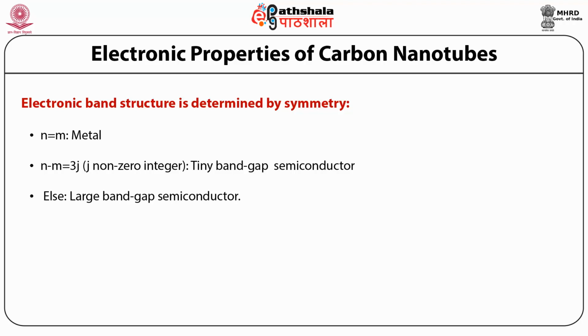For example, a 7,7 nanotube where N is equal to M is metallic in nature, and a small band gap semiconductor can be shown in the case of a 6,0 nanotube, and a large band gap semiconductor may be 7,0 and things like that. So band gap, as I discussed, depends on M and N values as well as the tube diameter, and depending on the tube diameter, which definitely depends on N and M values, the band gap changes with these conditions.